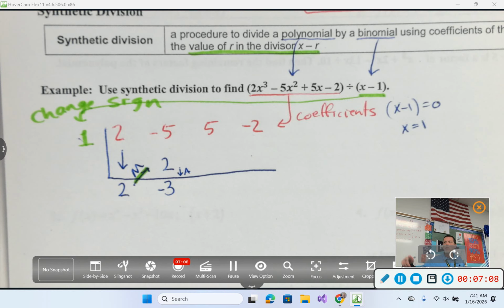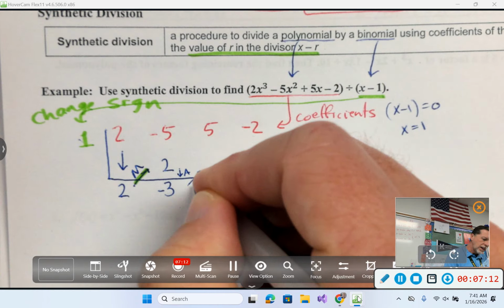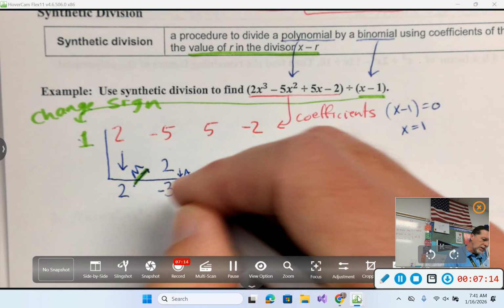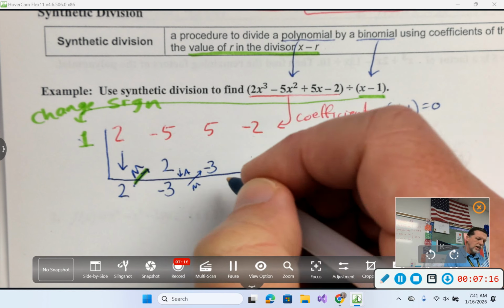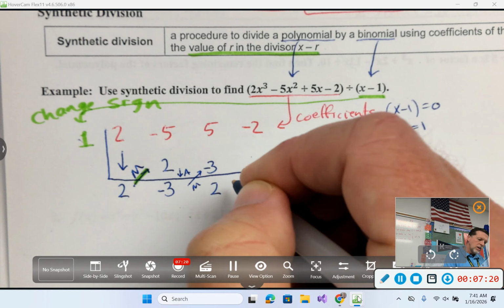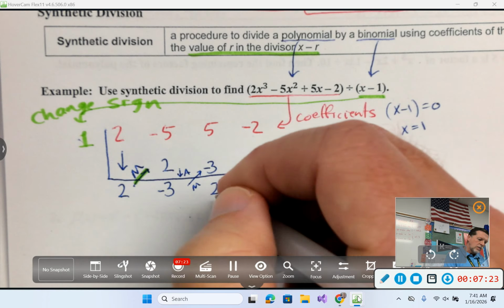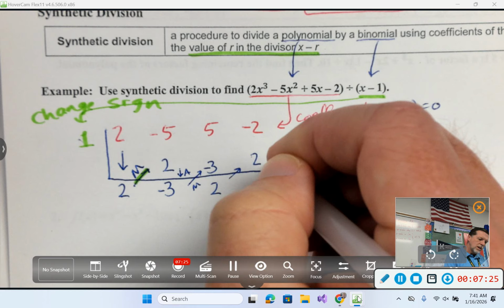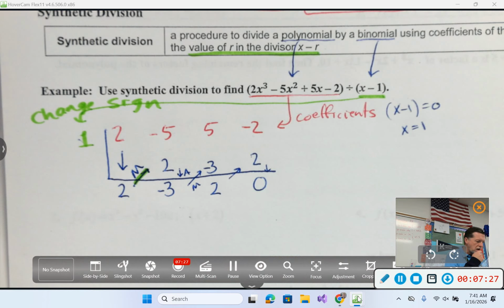And then we just keep repeating that till we get to the end. So we'll multiply. 1 times negative 3 is negative 3. And then we add and we get 2. And we multiply and get 2. And add and get 0.